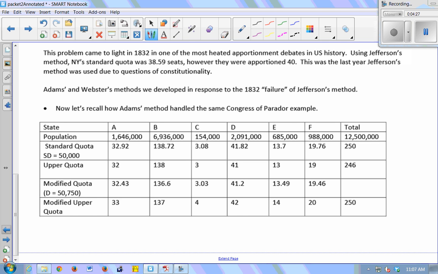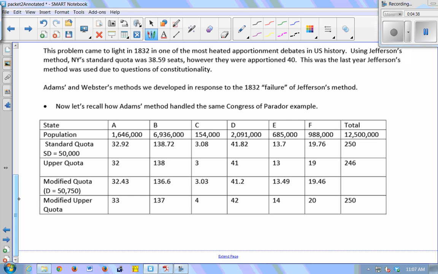Adams' and Webster's methods were developed in response to this 1832 failure of Jefferson's method. So let's look at those two and see what happens with them. This is Adams' method in the Congress of Peridor example. We already did this example, so I just reprinted it here for you. Remember, Adams' method rounds everything up. So we get the standard quotas.